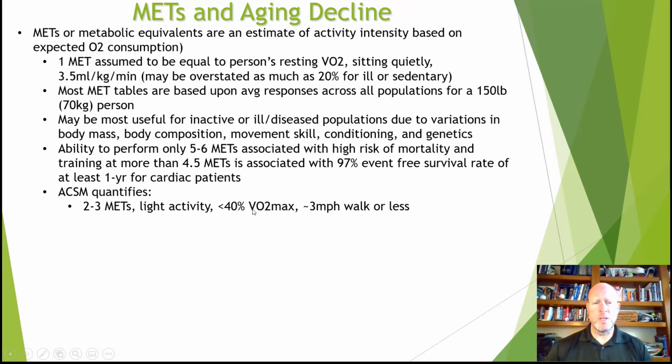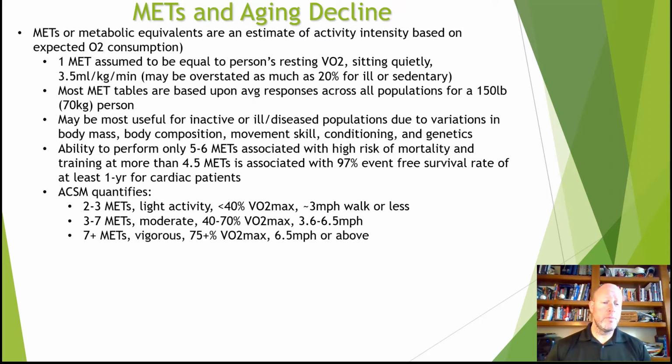I mean, it's not exactly 40%, but pretty much just under 40% VO2 max, which means put your heart rate at no higher than about 55-60% of max heart rate. And we're talking about speed like less than 3 miles per hour. Okay, generally speaking, that's how they quantify METs for light activity. 3 to 7 METs is moderate, 40-70% VO2 max, 3.6 to 6.5 miles per hour, and about 7 or more METs, metabolic equivalents, is referred to as vigorous, and above basically 70-75% VO2 max and up, and then basically 6.5 miles per hour or above.